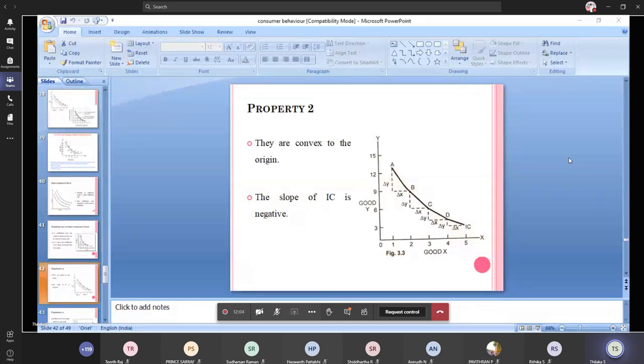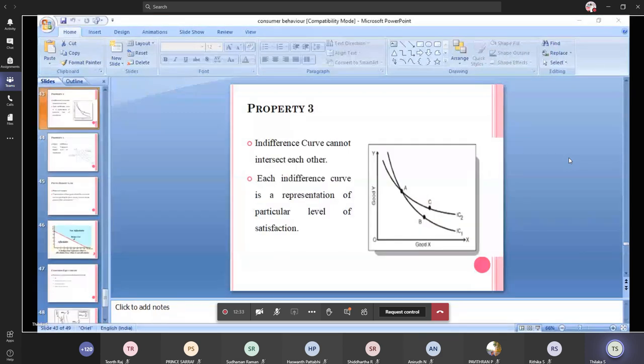Likewise, delta y is the units which are given up, delta x is the units which are added. So delta y is decreasing from 5 to 1 and delta x remains constant throughout this process. It is 1, that is adding up one more unit. So delta y is decreasing and decreasing. So this gives the curve a convexity. So the indifference curve is a convex curve, and that's property 2.